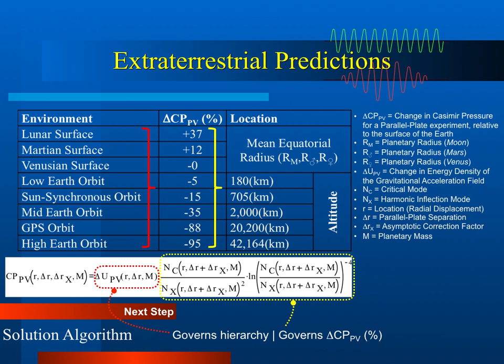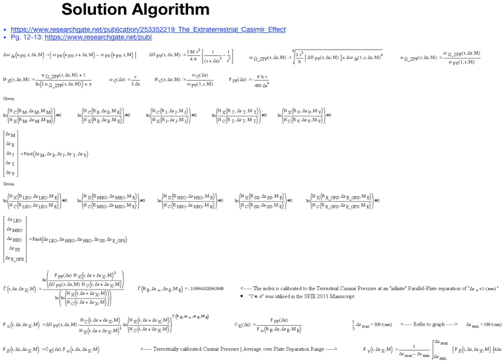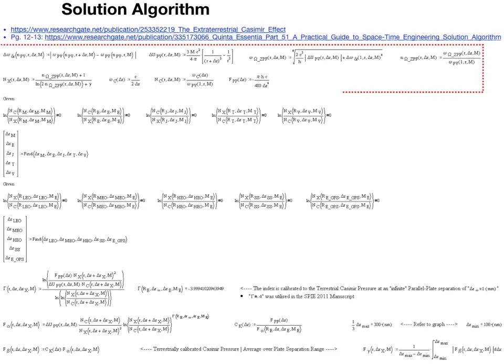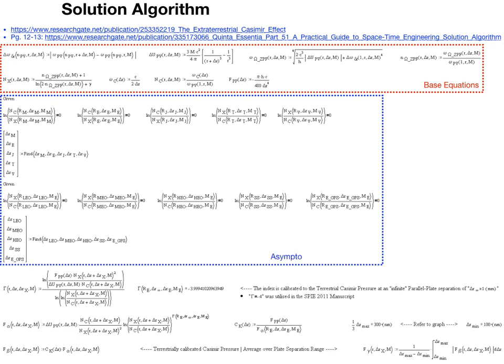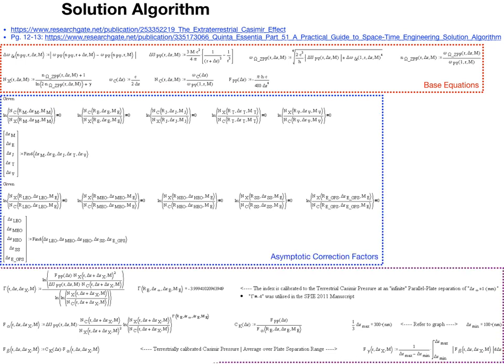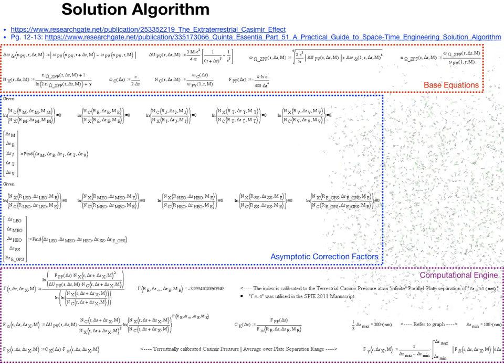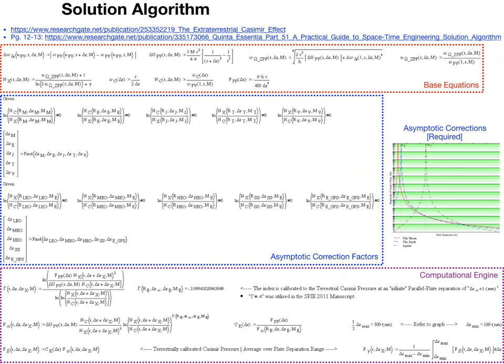Let's now take a look at the solution algorithm generating these results. The solution algorithm may be broken into three main sections, that is, the base equations, the asymptotic correction factors, and the computational engine. It is important to recognize that the Casimir effect has only ever been confirmed at the surface of the Earth, that is, in curved spacetime.